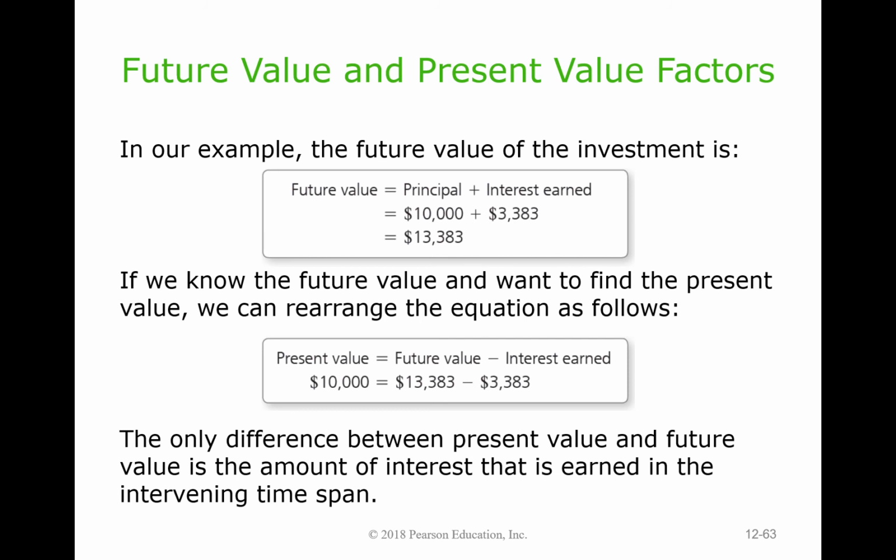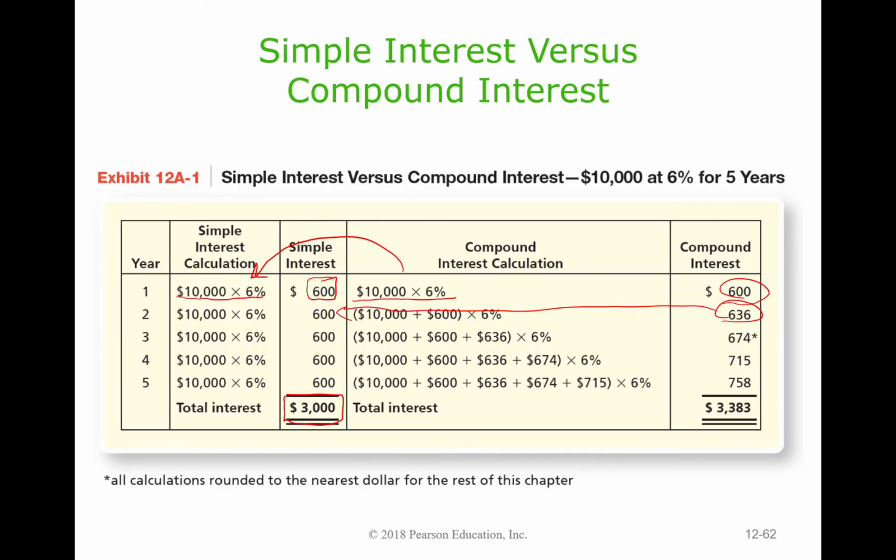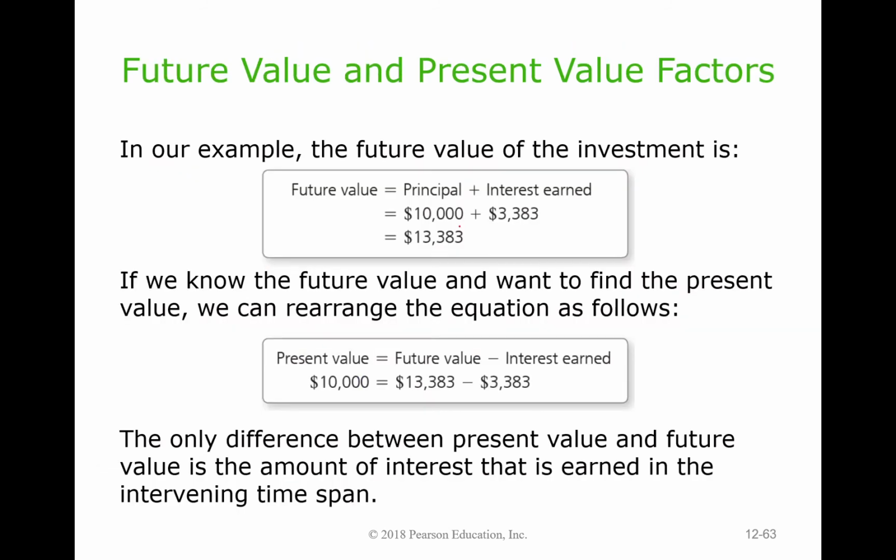So the future value of the investment in the example we're looking at here, when we come back to this point, we saw all the interest added on, from a compound interest perspective, means we have $10,000 at the start. After 5 years, that 10,000 is going to be worth the 10,000 plus the 3,383, or $13,383. With simple interest, that $10,000 at the end of the time will only be worth $13,000. And this is illustrated here. The future value is equal to the principal plus the interest earned.